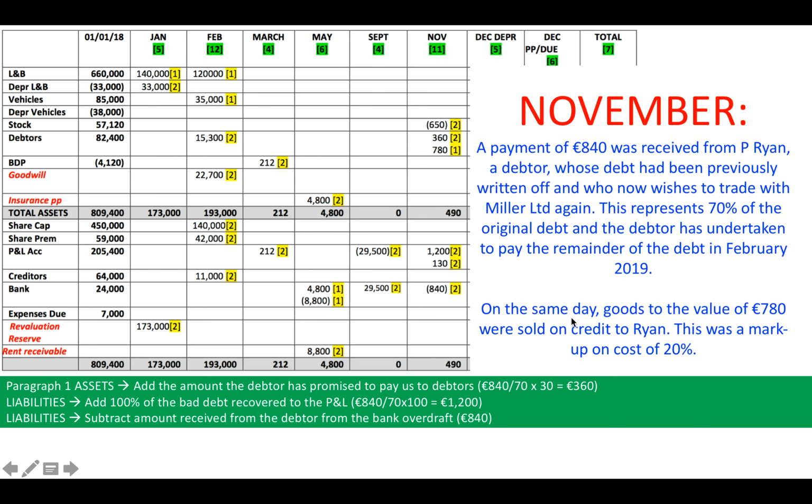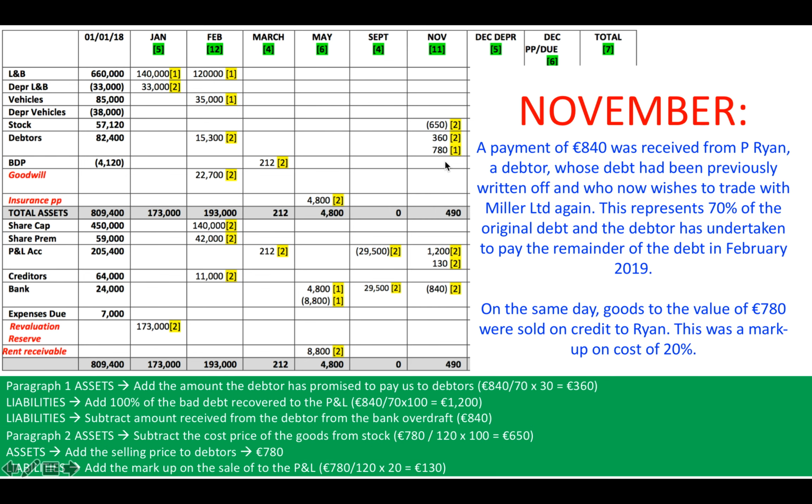Next, we have, on the same day, goods to the value of €780 were sold on credit to Ryan. This was a markup on cost of 20%. Okay, so that's the second thing that happened there. So goods to the value of 780 were sold to Ryan. So 780 is going to be added to Ryan's account, to the debtor account. Then what we have to do is we have to take the amount of stock, so the cost price of the stock, away from stock here.